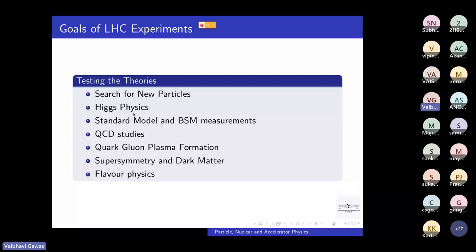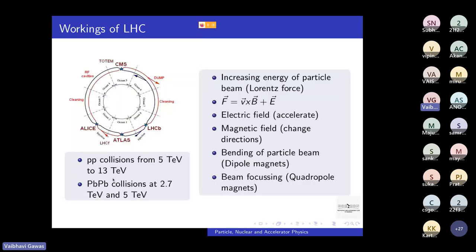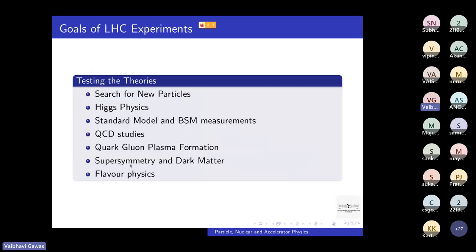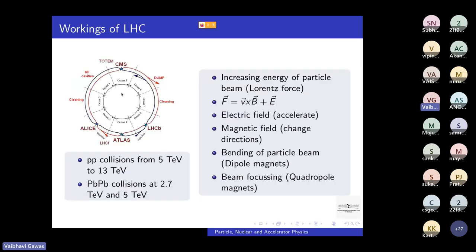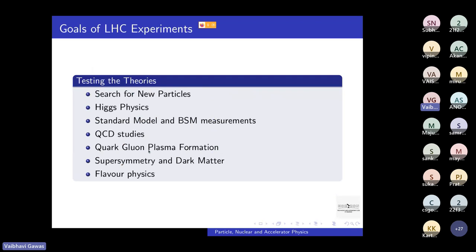More than that, there are standard model and beyond standard model measurements carried out by these experiments. There are QCD studies, quantum chromodynamics, and additionally, there is quark gluon plasma formation. This is specifically something that happens in your lead-lead collision, because proton-proton collision doesn't have that high density or that high energy needed for formation of quark gluon plasma. So mainly ALICE and CMS are the two experiments involved in studies of QGP formation.